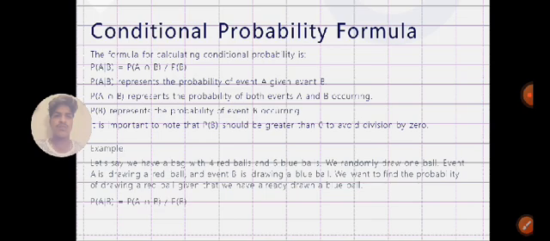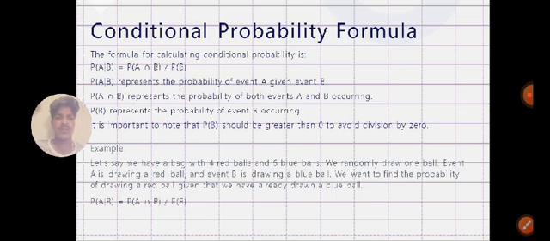P of A intersection B represents the probability of both events A and B occurring. P of B represents the probability of event B occurring. It is important to note that P of B should be greater than 0 to avoid division by 0.